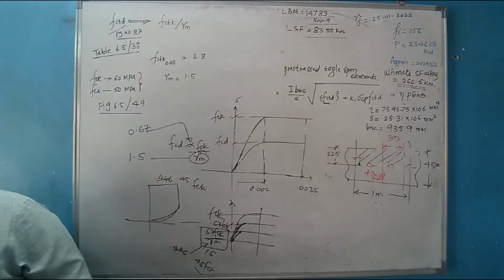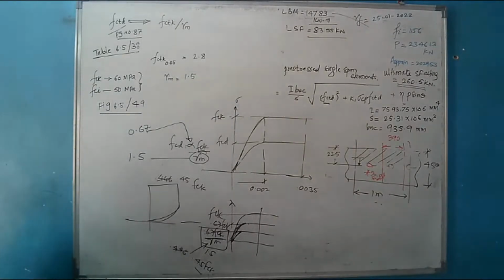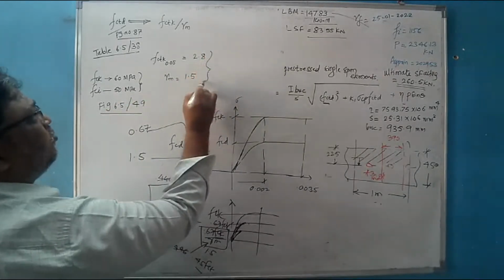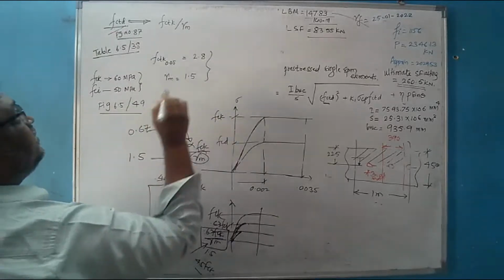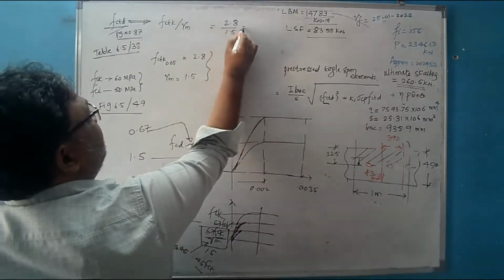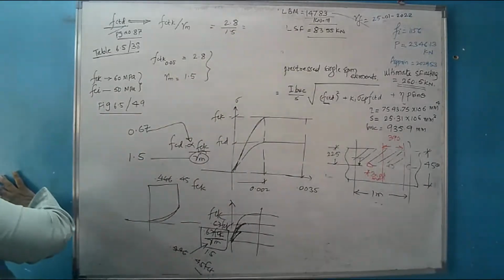Is it okay? Thank you, Noman. You are also right. So gamma M is equal to 1.5. If I know these two values, I can get the value of FCTD. So this will be equal to 2.8 divided by 1.5. How much will it be? How much will it be?